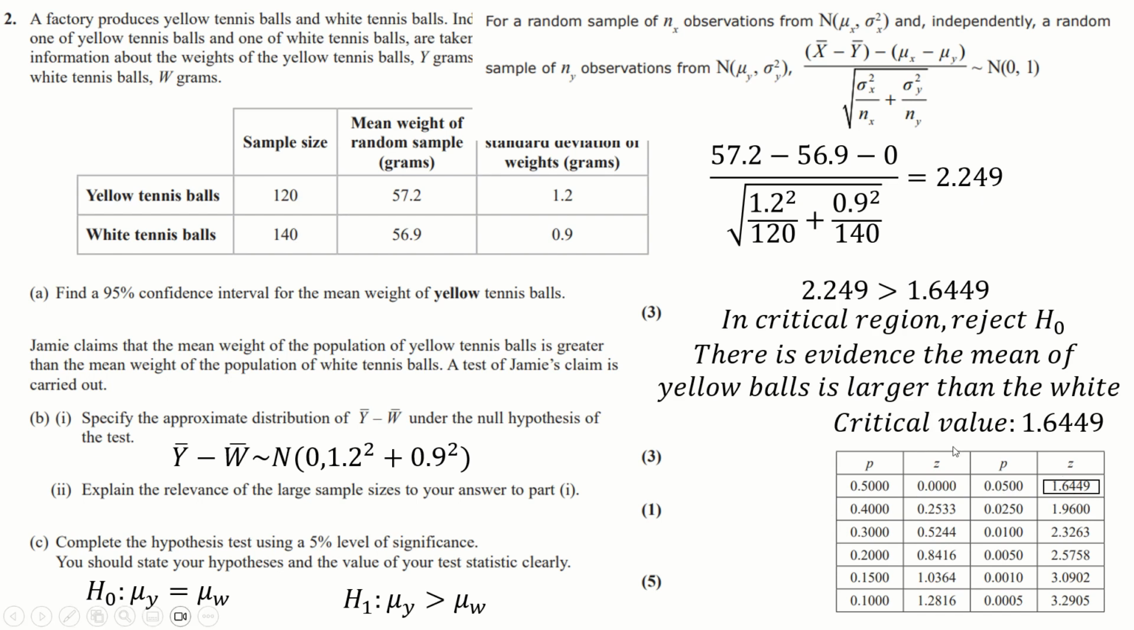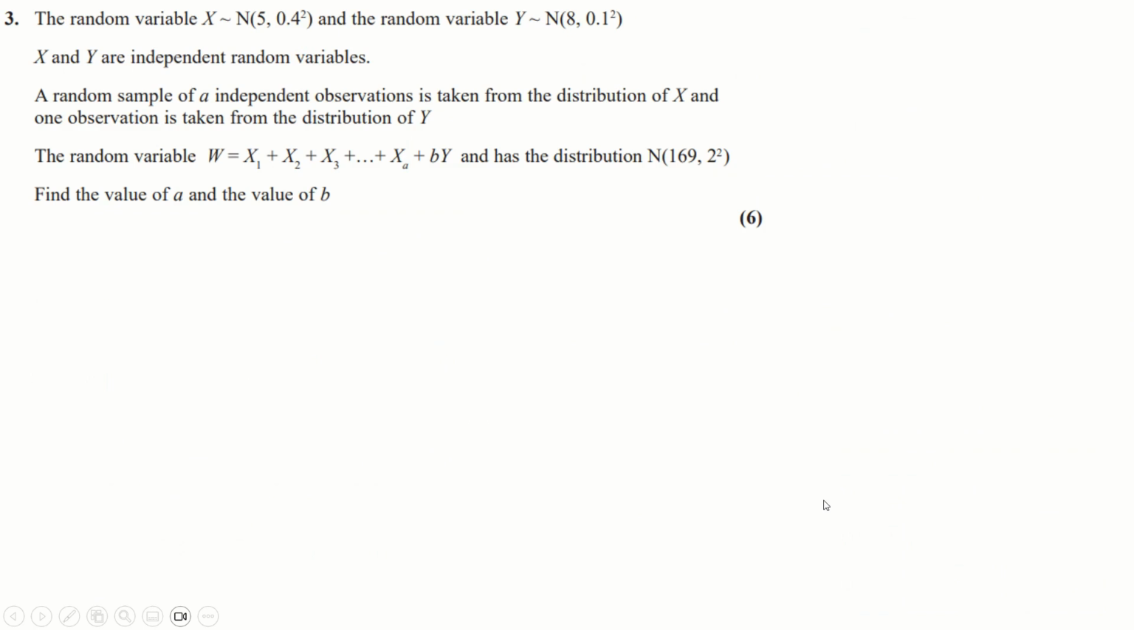Maybe say it more clearly than here, I was just running out of space. But anyway, that's the second question done. Our third question concerns two variables that are normally distributed here and here. And we're taking A independent observations from X, and then one from Y, and we're going to multiply that one by B. And we're going to say that has distribution this.